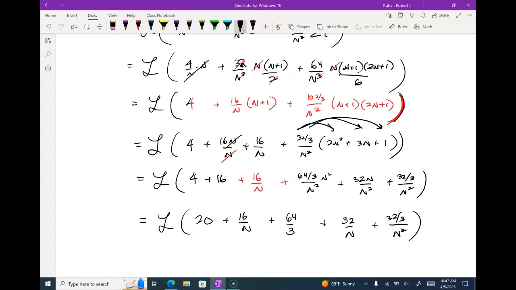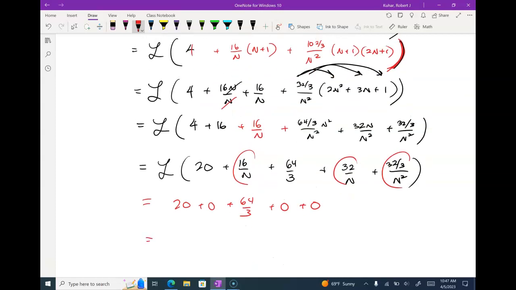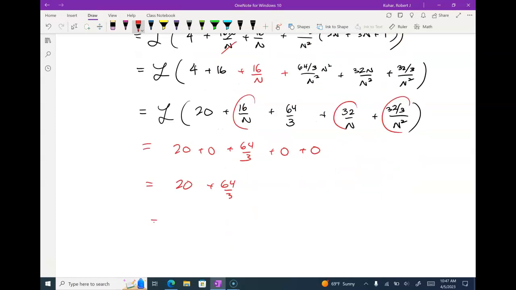So what's the limit of anything divided by a very large number? What's the limit of anything divided by a billion? Any number divided by a very large number is going to go to where? 0, right? So I'm going to get 20 plus 0 plus 64 over 3 plus 0 plus 0. So I get 20 plus 64 over 3 should be my answer. What is that? That's 60 over 3 plus 64 over 3. 124 over 3. Yeah?